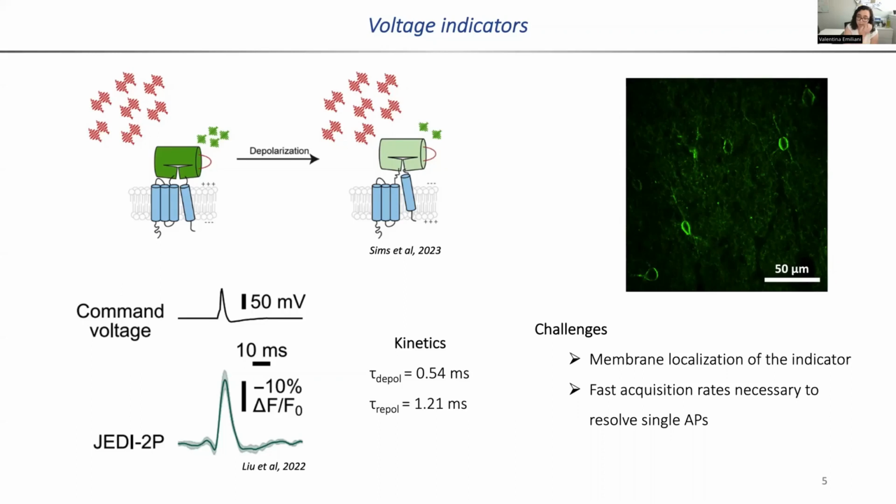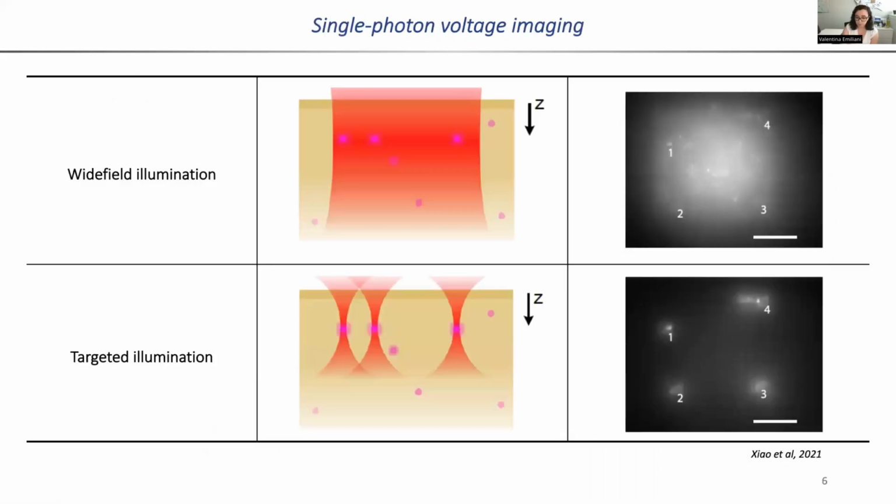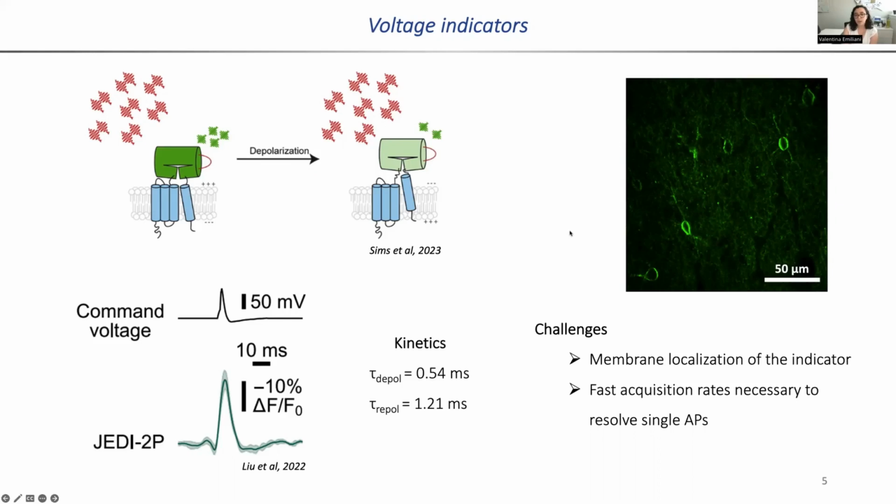But they have some challenges that are linked to them. It's mainly that first, because they have to be located in the plasma membrane to be efficient, there are not so many molecules that can be inserted into a neuron. And so obviously you will get fewer photons from them, but also because we need to record faster to be able to image this fast activity, we get basically fewer photons.